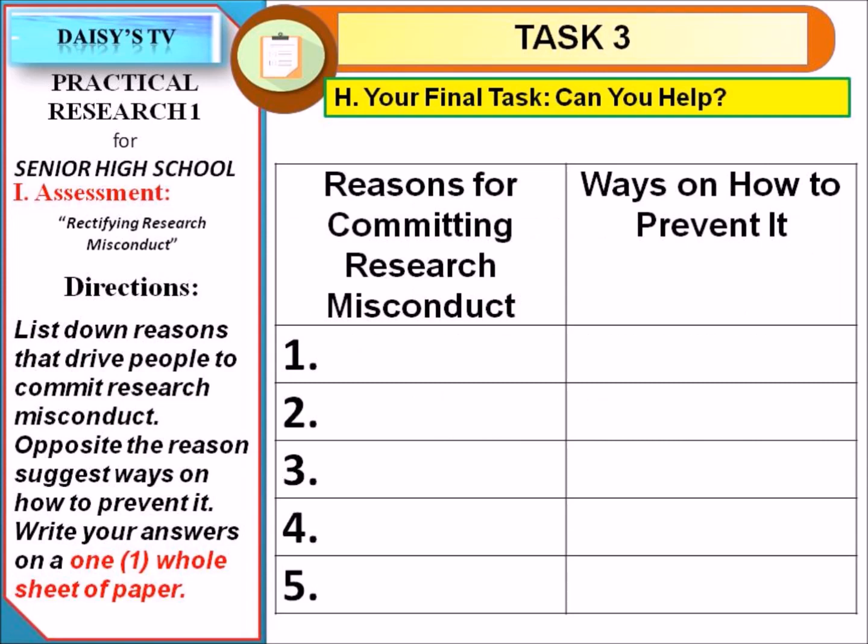Moving on to task 3, letter H, your final task, can you help? Directions: list down reasons that drive people to commit research misconduct. Opposite the reason, suggest ways on how to prevent it. Write your answer on one whole sheet of paper. So you need to give at least 5 reasons for committing research misconduct and 5 ways how to prevent it.